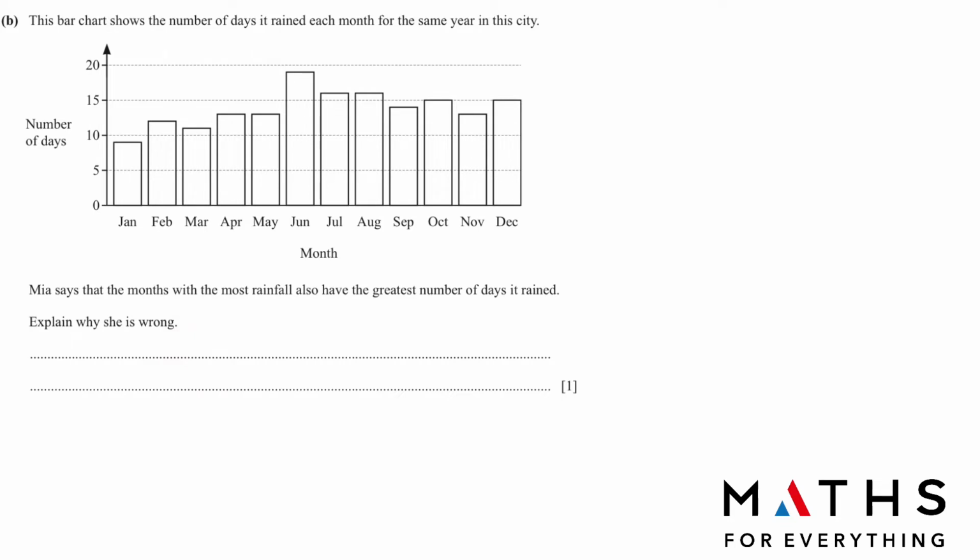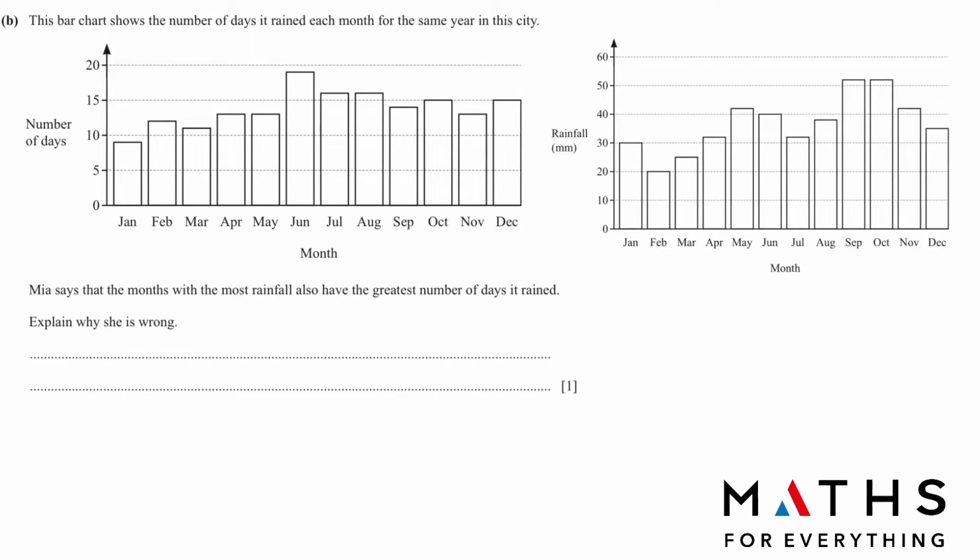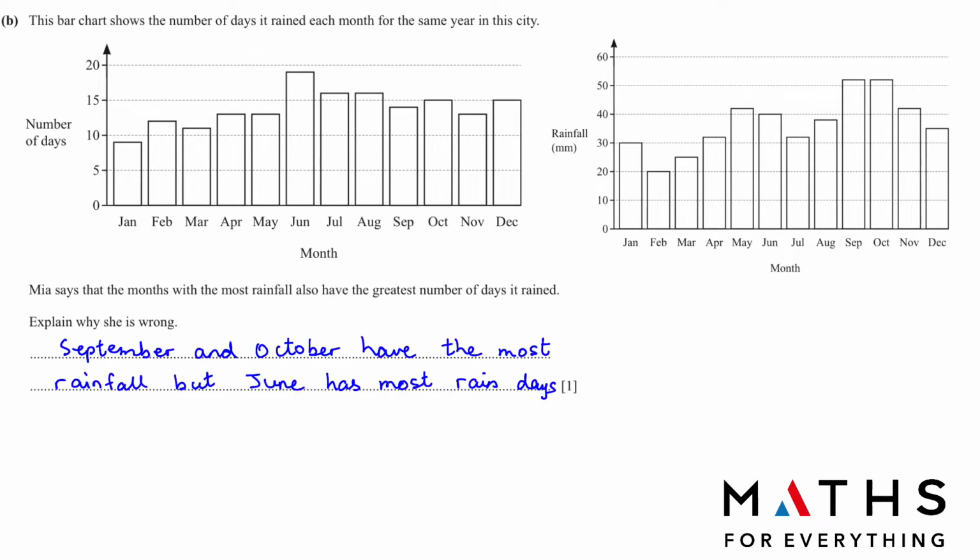For this, you will have to compare with the bar chart from part A. This one shows the months which have the maximum rainfall. We can clearly see that it's September and October. They had the maximum amount of rainfall. But in the number of days, September and October is less, and the number of days it rained most is June. You can write down September and October have the most rainfall, but June has the most rain days.